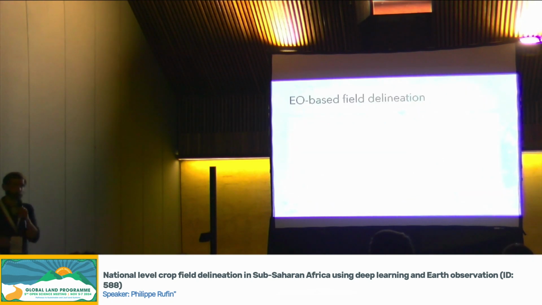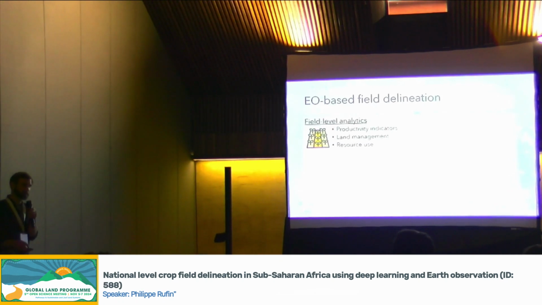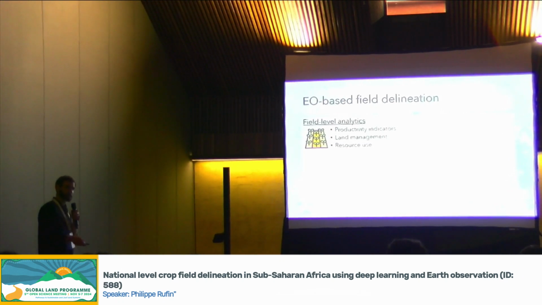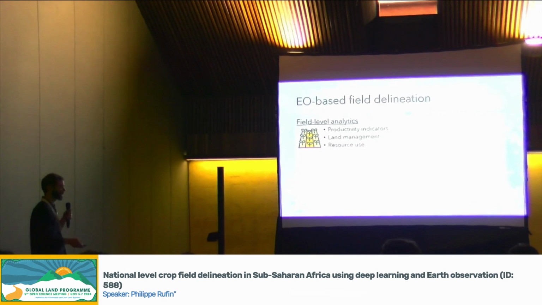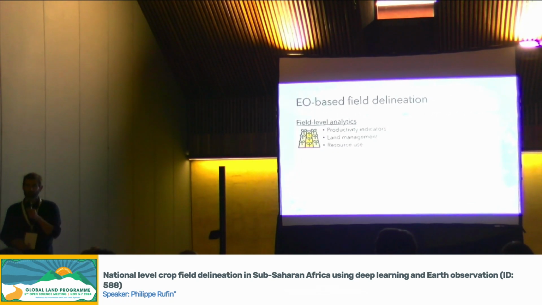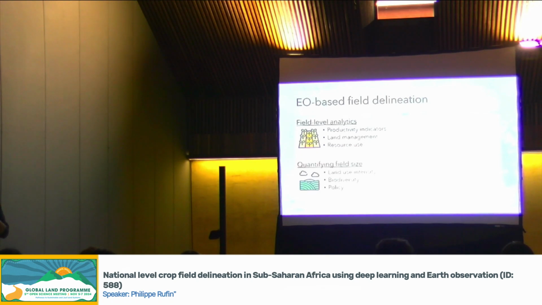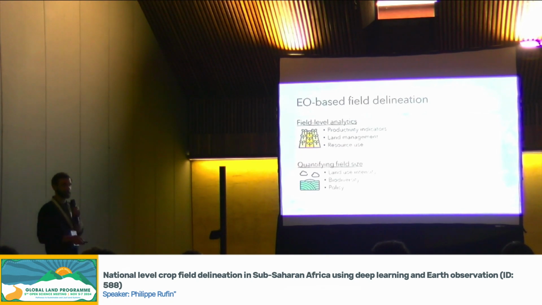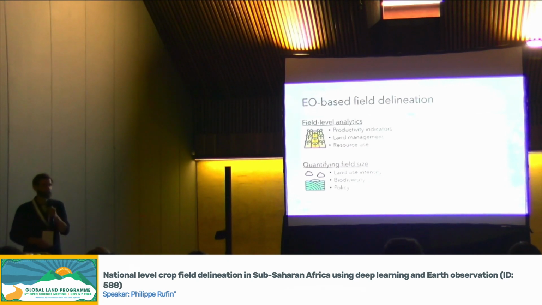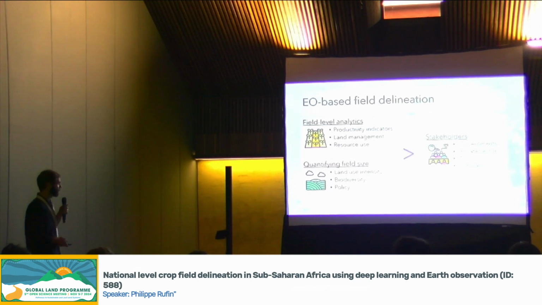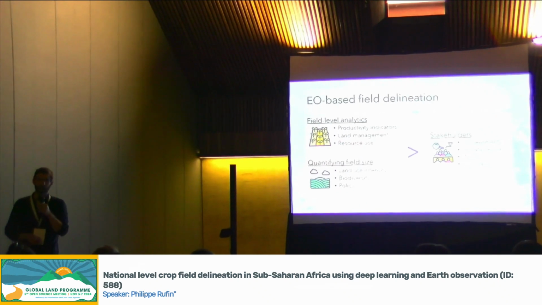Okay, so the relevance of field delineation based on Earth observation data can be broadly separated into two streams of application. One thing is field-level analytics of productivity indicators and land management. We may be interested in optimizing resource use at the field scale. From our land system science angle, we may be interested in quantifying field size across larger regions, such as countries. Field size is an indicator linked to land use intensity, it is linked to biodiversity, and it responds to policy interventions such as land consolidation programs. So it's a really relevant indicator for us to understand the structure of agricultural systems. It addresses a broad array of applications, and therefore it's also relevant to a broad array of stakeholders that can make use of such data derived from satellite imagery.